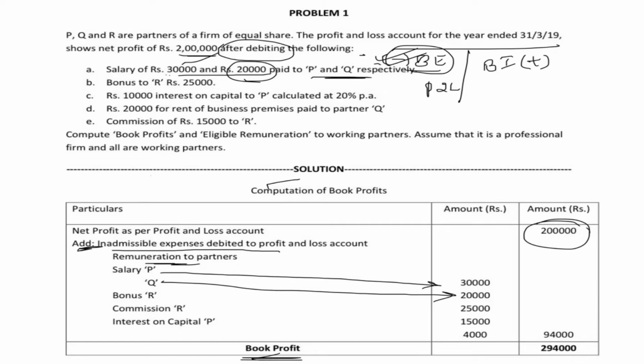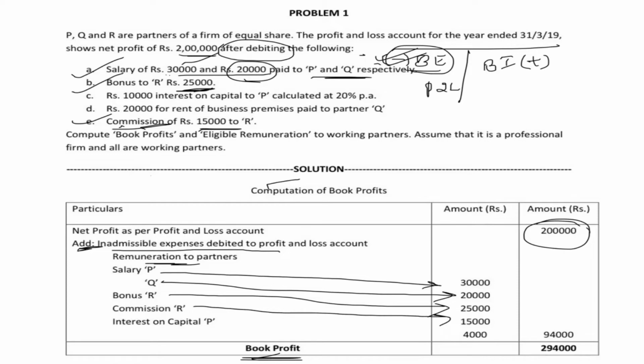Now the second point we have is bonus of rupees 25,000 to R. Bonus of rupees 25,000 is given to R. Let's move directly to the fifth point, commission. Commission is also part of remuneration, and hence this is an inadmissible value. 15,000 will be added back as inadmissible expense to the profit and loss account, that is net profit.